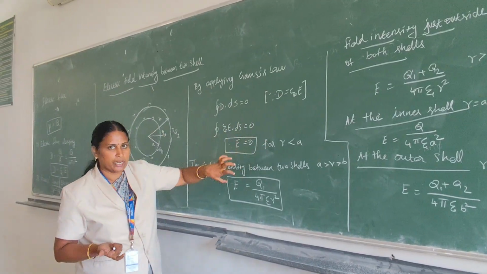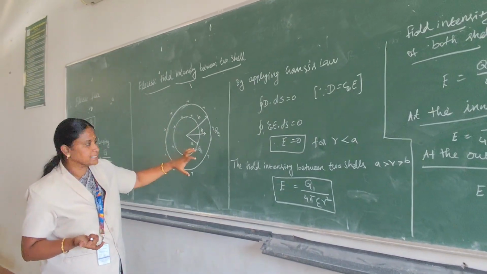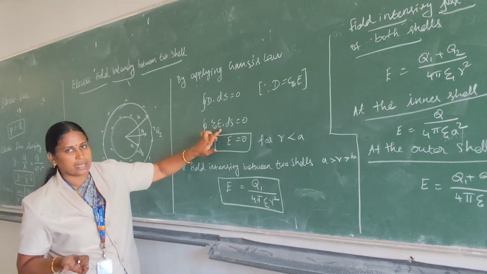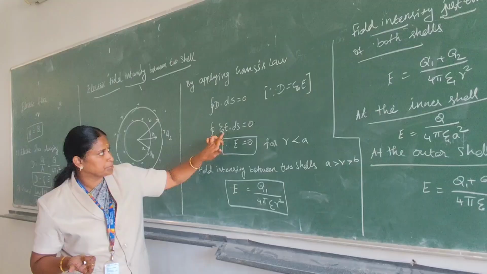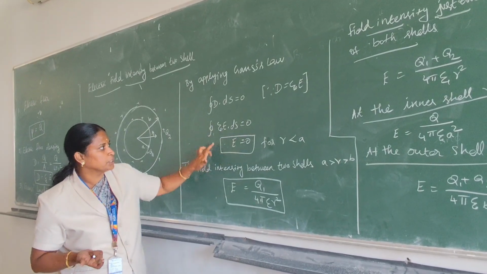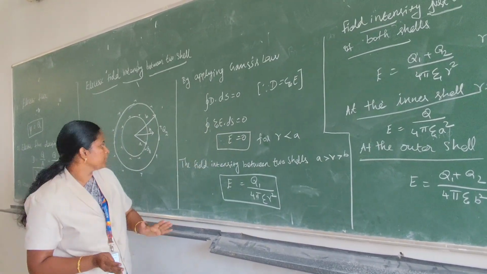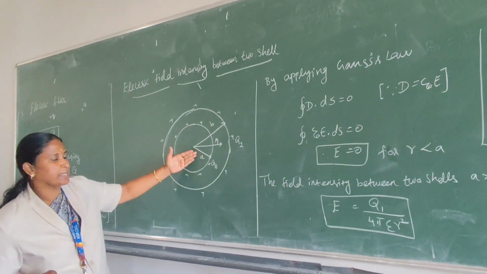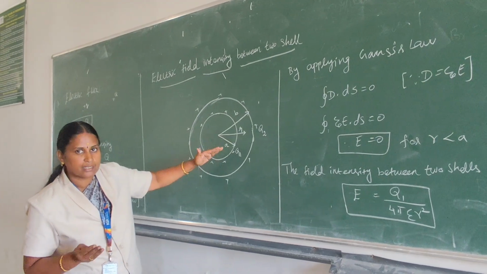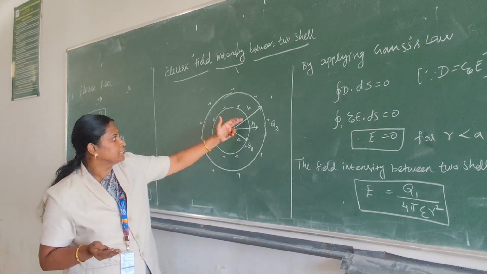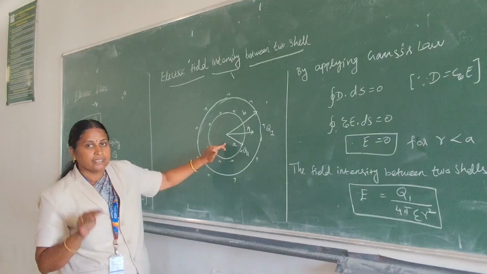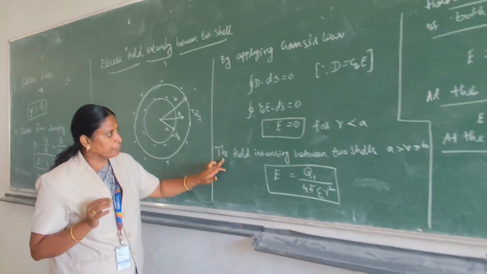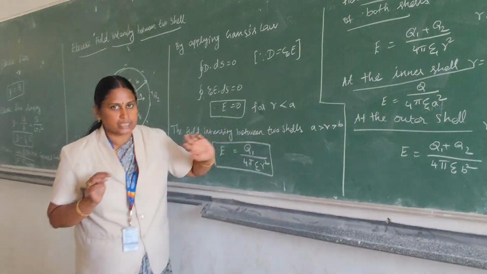Our aim is to calculate the electric field intensity between the shells, right? So instead of D, we can replace epsilon E. So epsilon E dot dS is equal to 0, so E becomes 0. That means the electric field intensity inside the spherical shell, that is for R less than A, where there is no charge enclosed, will be 0, right?